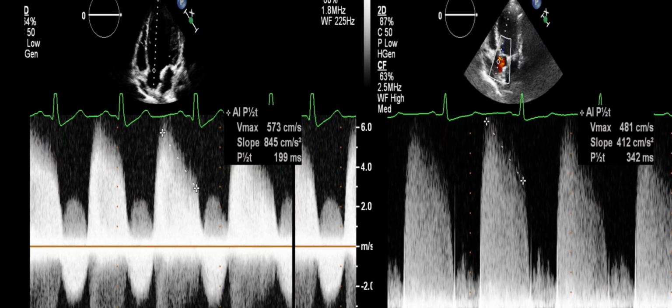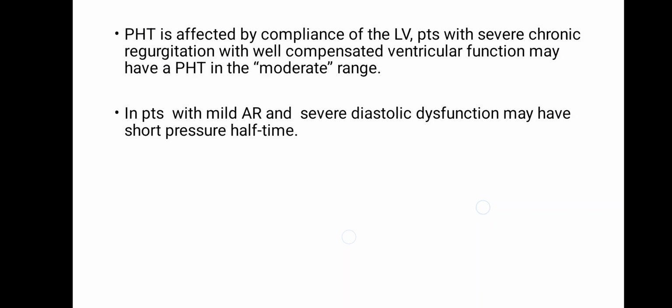Look, this is the pressure half time. In the apical 5-chamber view, look, do continuous wave Doppler in the AR jet. This is the AR jet, and this is the pressure half time. Okay, which indicates 199, which is severe AR.